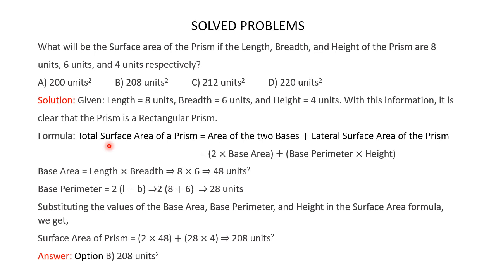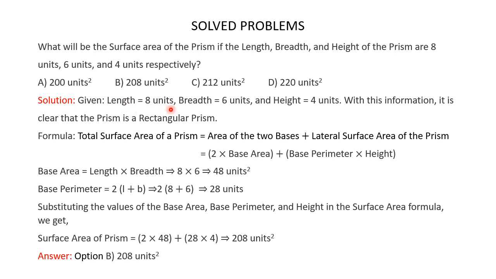Now we know that the total surface area of a prism is equal to area of the two bases plus the lateral surface area of the prism, which means the total surface area of a prism is equal to 2 multiplied by base area plus base perimeter multiplied by height. Now height of the prism is given as 4 units. So if we find out the value of the base perimeter and the value of the base area, then we can easily calculate the value of the total surface area of a prism.